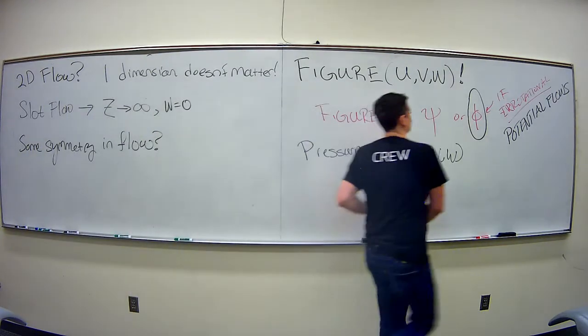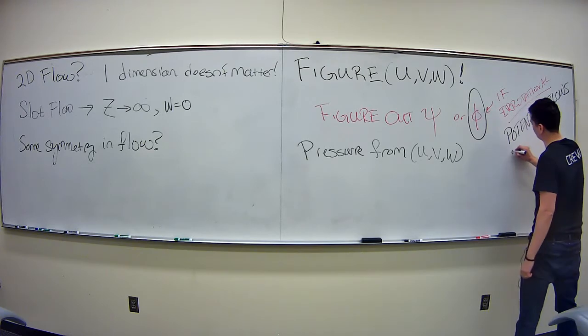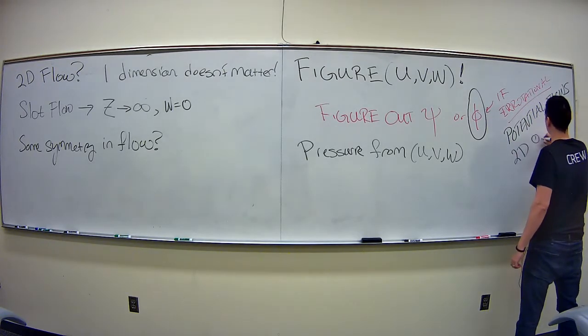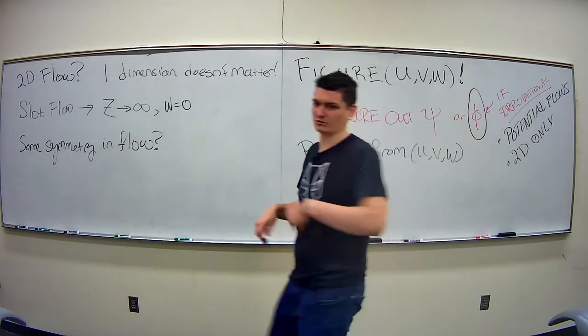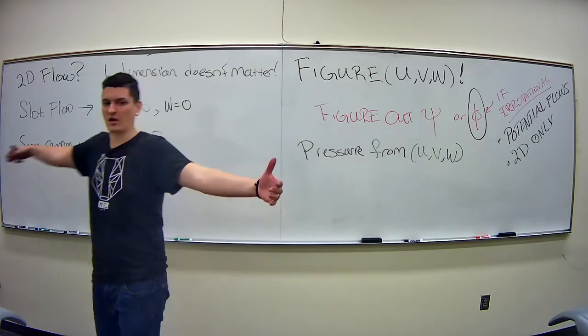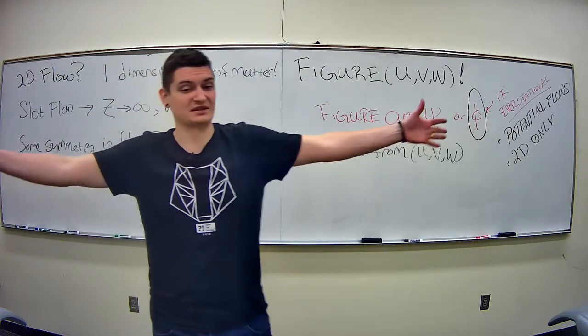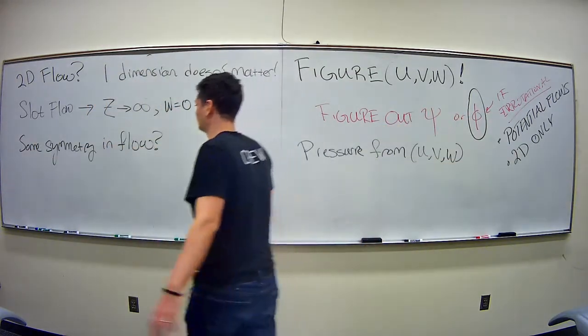So again, I'm doing potential flows. I'm only going to do 2D potential flows right now. 2D meaning two things. Either one dimension is infinitely long and far in the other, which means I have no scales and everything balances out, or this idea of a symmetry in the flow.